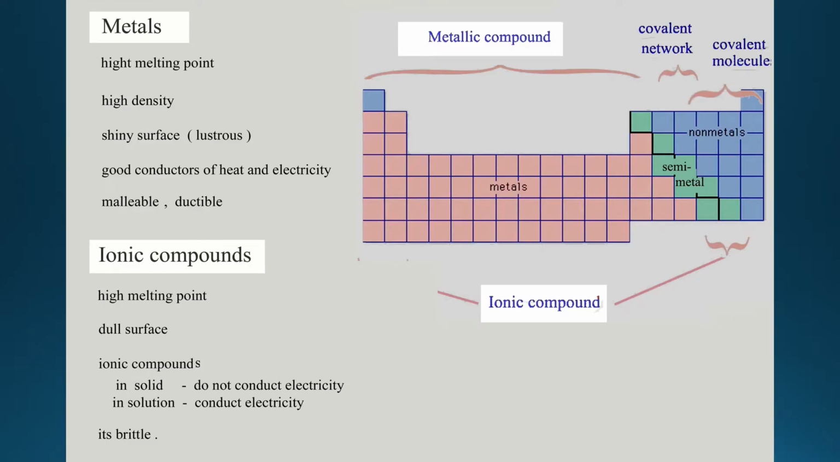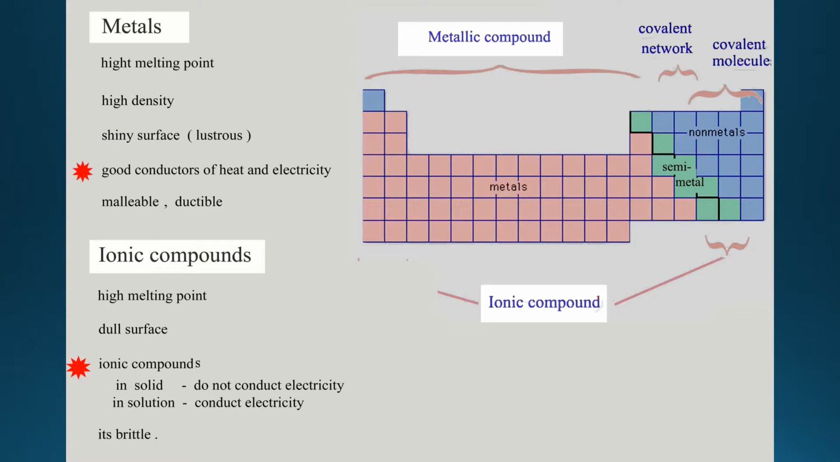So you can compare the metallic compound with the ionic compound. First, they both have a high melting point. Metallic compounds have quite a shiny surface. Ionic compounds, on the other hand, usually have a dull surface.